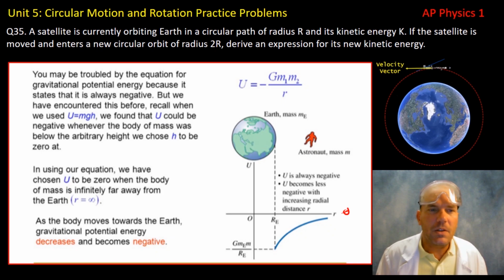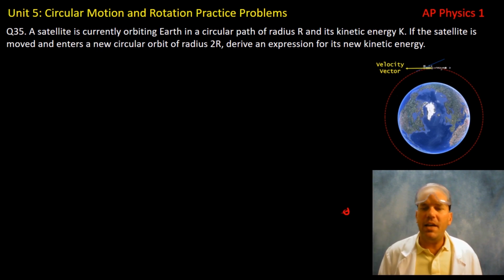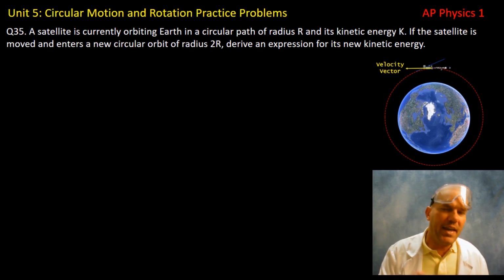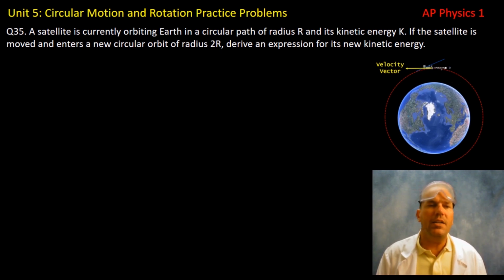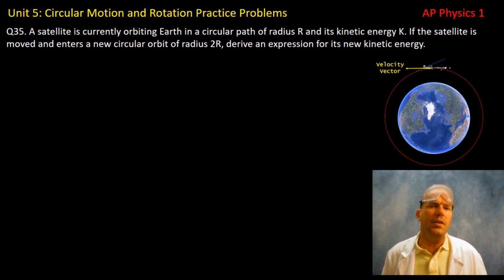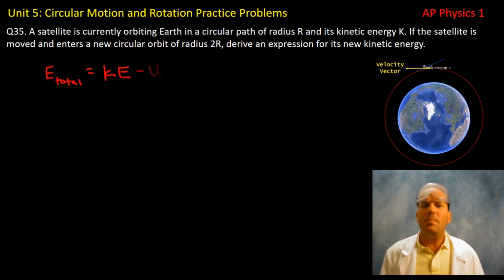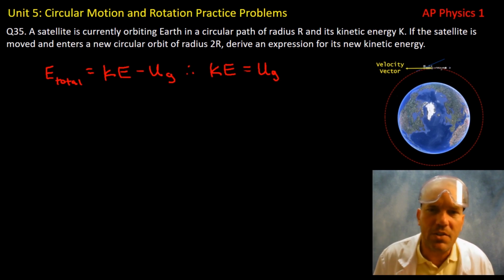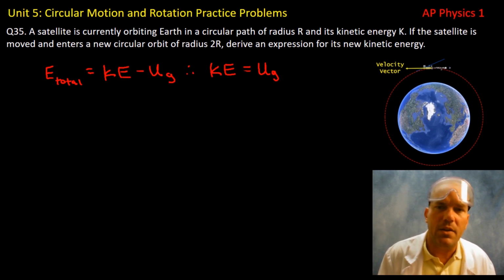Let's get to question 35 here. A satellite is orbiting Earth in a circular path of radius r with a kinetic energy K. If the satellite is moved and enters a new circular orbit that is 2r, derive an expression for its new kinetic energy. Well, let's look at what this is. Our total mechanical energy is equal to the kinetic energy minus the gravitational potential energy.